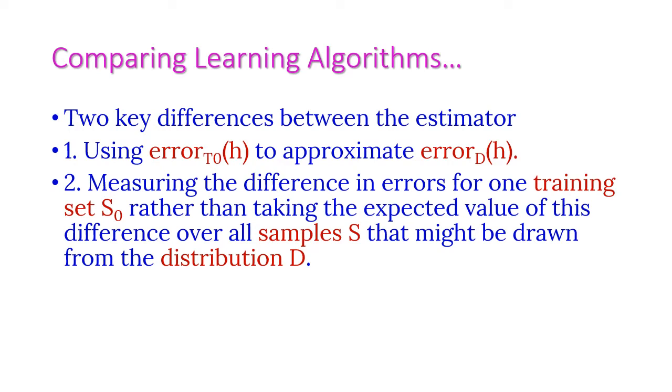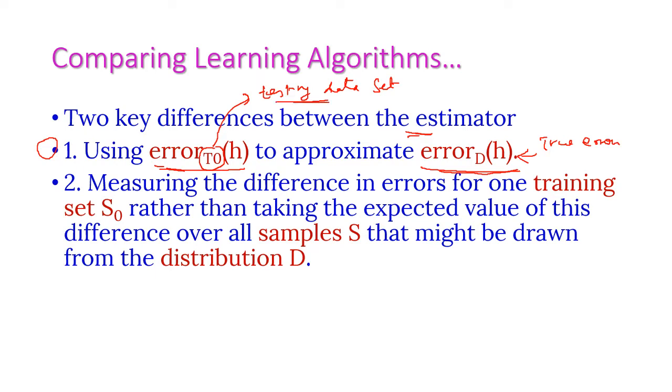Here are two key differences in estimating the two learning algorithms. The first one is using T0 of H to approximate error D of H, the error estimated by using the testing data set, instead of error D of H, the true error of the entire population. Because this is a machine learning algorithm, we use only the test data to test the algorithm.